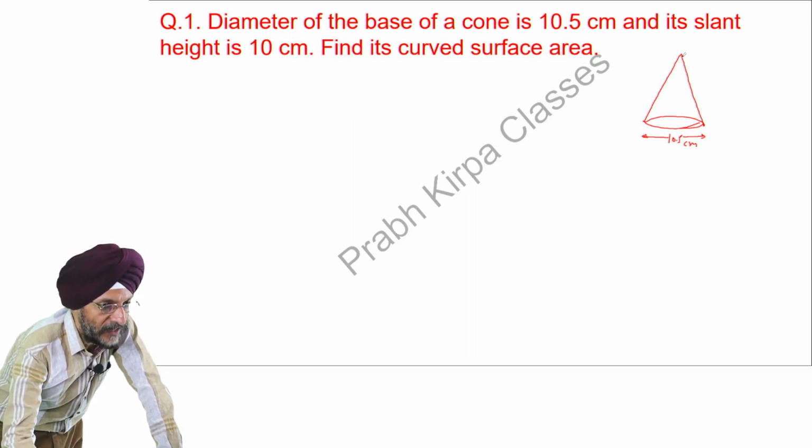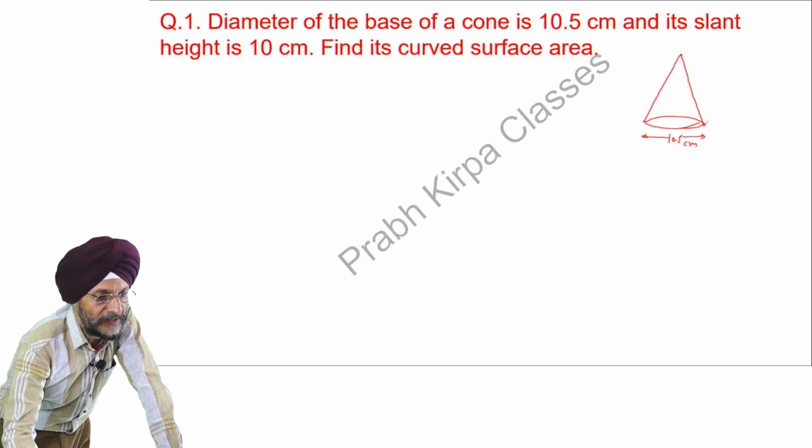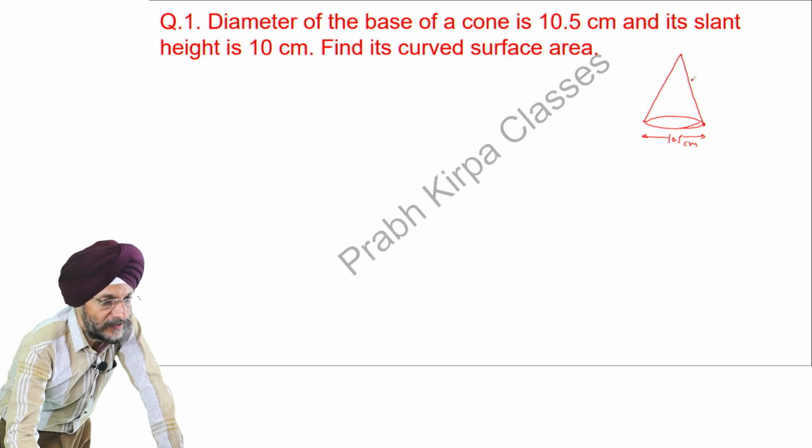What is the slant height? Slant height is the distance from the apex to any point on the perimeter of the base. This is the slant height. This slant height L is equal to 10 centimeter.